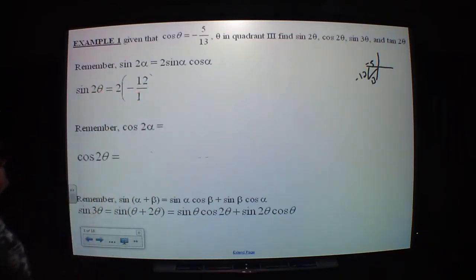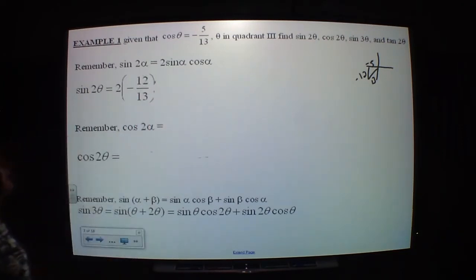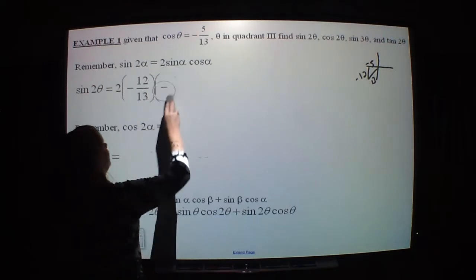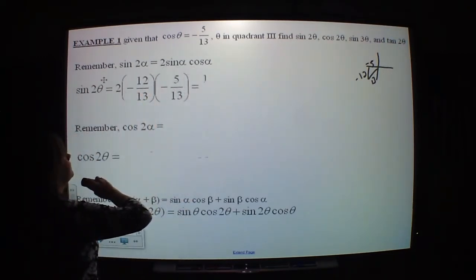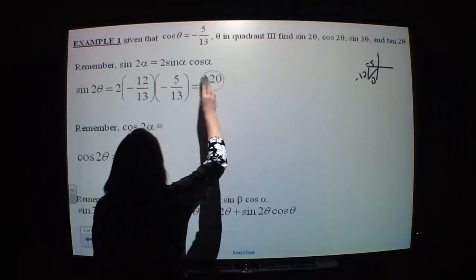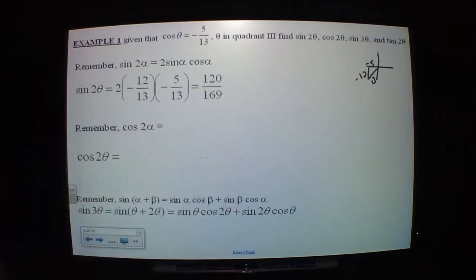So I have 2 times sine of the angle. Sine of my angle is the opposite over hypotenuse, so it's negative 12 over 13. Cosine is negative 5 over 13. A negative times a negative is a positive. 5 times 12 times 2 is 120 over 169. And you're done with that one.